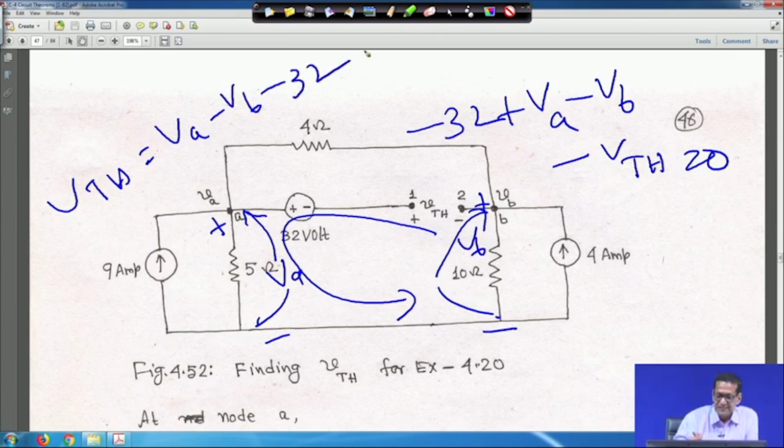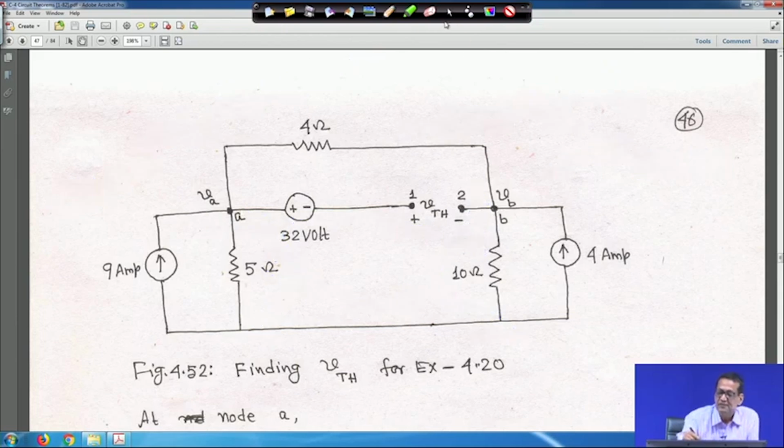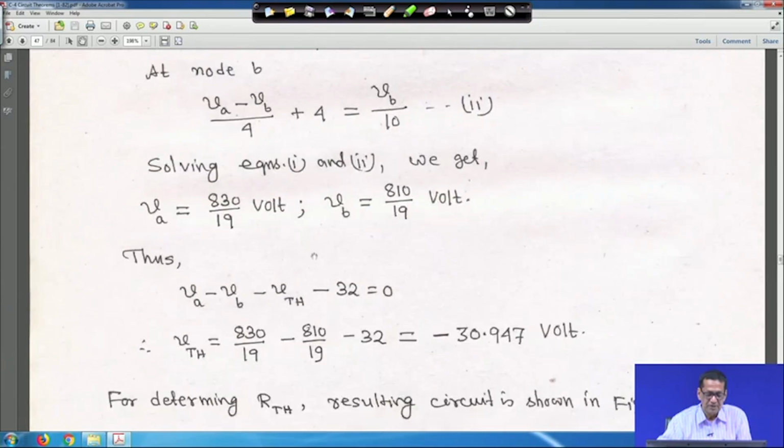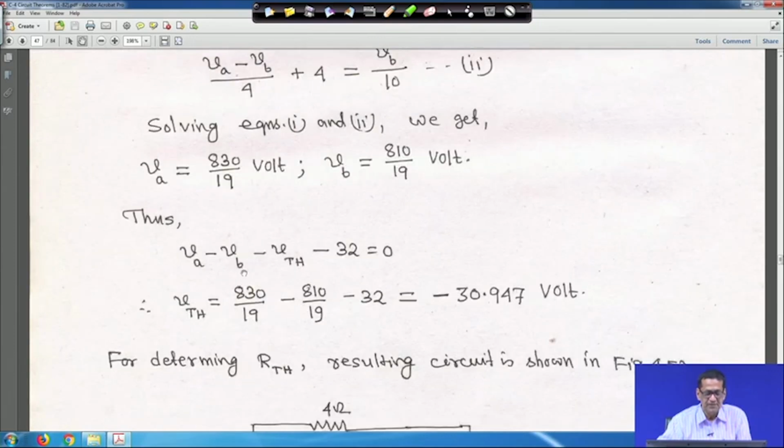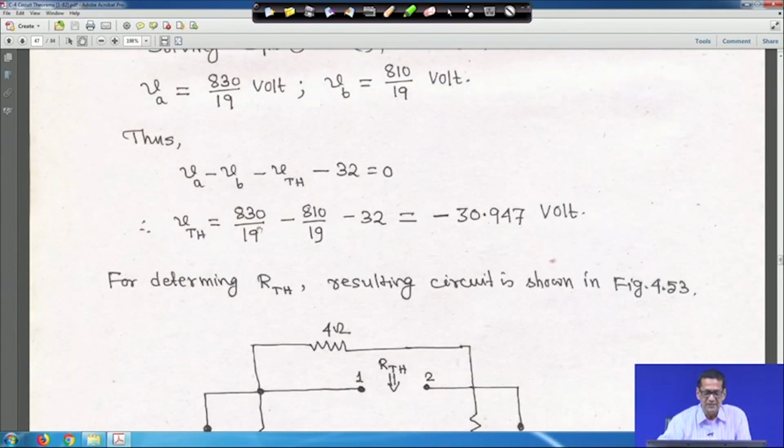So, whatever I wrote, V Thevenin is equal to V A minus V B minus 32. You put all these values in and you will get V Thevenin equal to minus 30.947 volt. Minus means the polarity will be downwards.